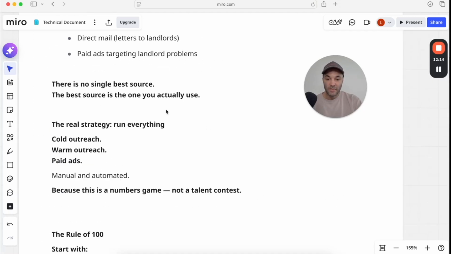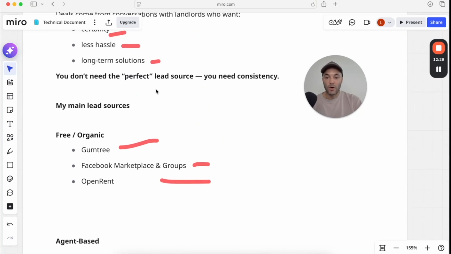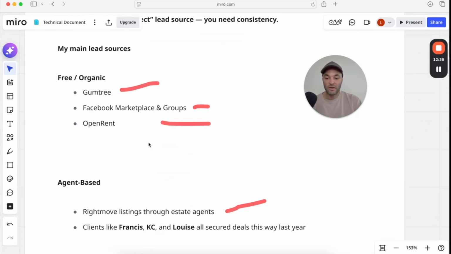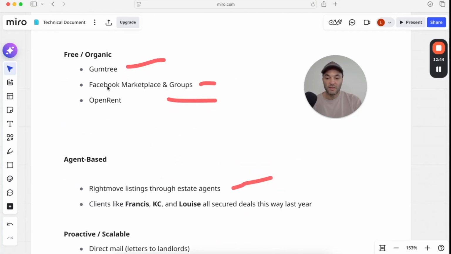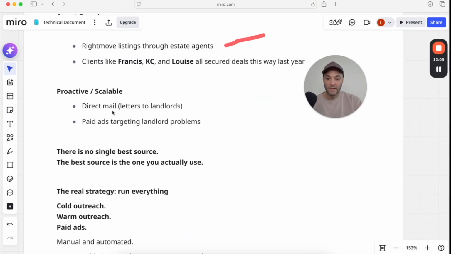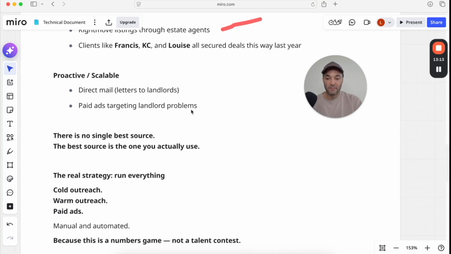So those are the main methods that we're using at the moment that are working for us. There's no single best source. The best source is the one you actually use. So if I was you, I would work my way through these. I would start with free organic platforms like Gumtree, Facebook and OpenRent. I'd make sure I'm sending messages consistently on these platforms. Then I'd start sending messages on Rightmove. Then I'd get my direct mail letters to landlords sent out so they're working for you in the background. And then I would get my paid ad strategy dialed in so they're also working for you in the background too.